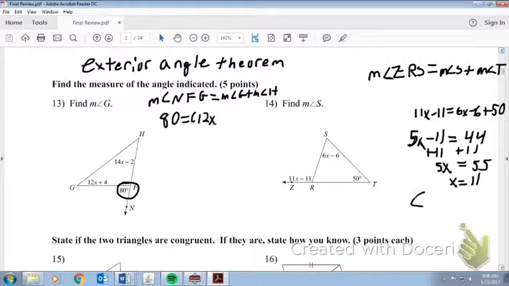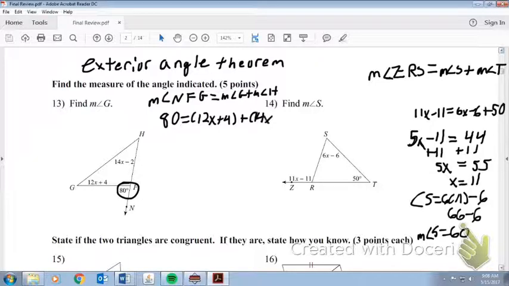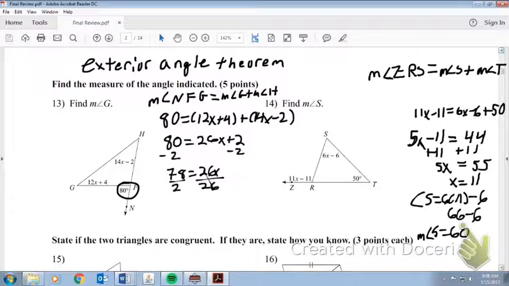For 13, we get 80 equals 12x. Apparently we're going to do S right now. 6 times 11 minus 6, 66 minus 6, so the measure of angle S equals 60. Now back to 13. 80 equals 12x plus 4 plus 14x minus 2. So 80 is going to equal 26x. We add 12x plus 14x, and then plus 2, because we have a plus 4 and a minus 2. We're going to subtract 2 from both sides, and we get 78 equals 26x. We divide both sides by 26, and we get x equals 3.